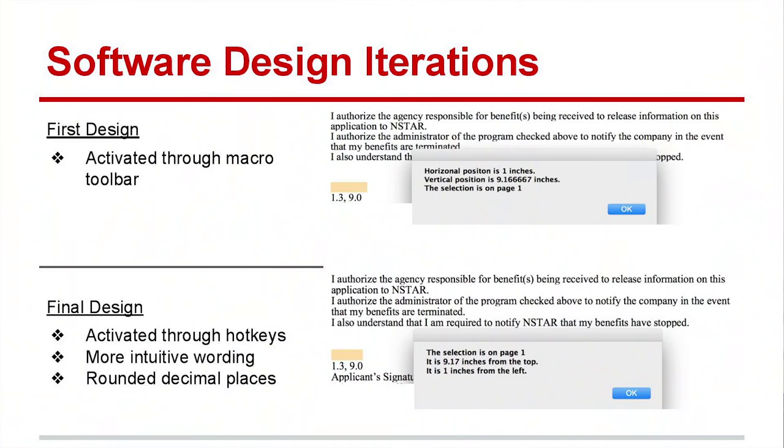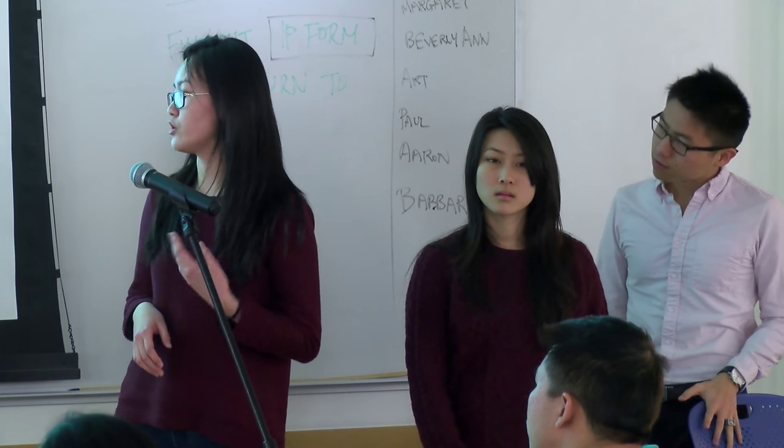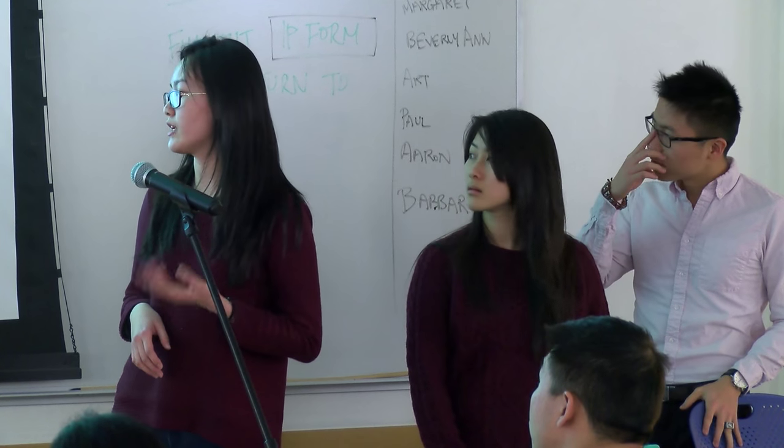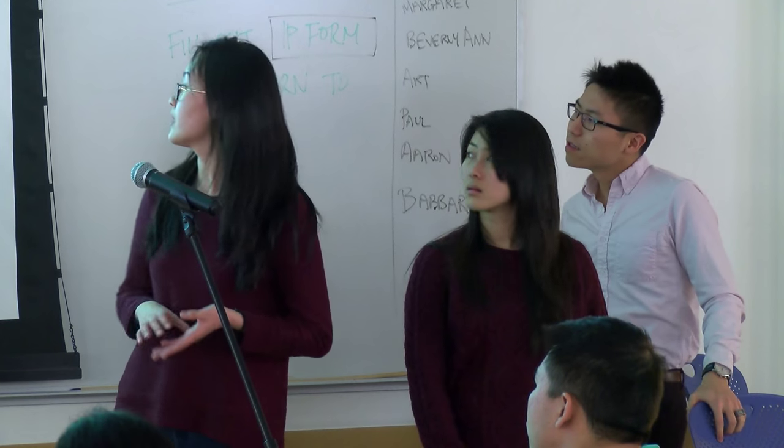And also, for the final design, we basically simplified the things that Jeffrey needs to remember and also the actions that he has to do. So we activate the macro through hotkeys, and we have more intuitive wording. Also, we rounded the decimal places because it doesn't have to be too accurate.